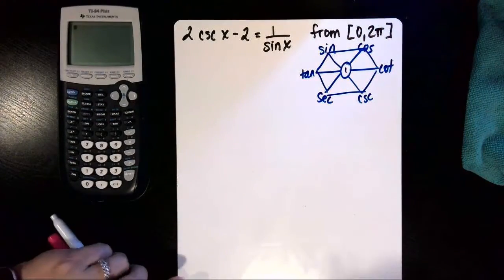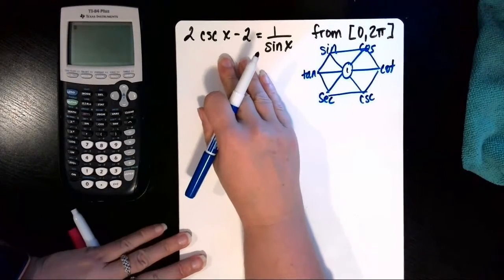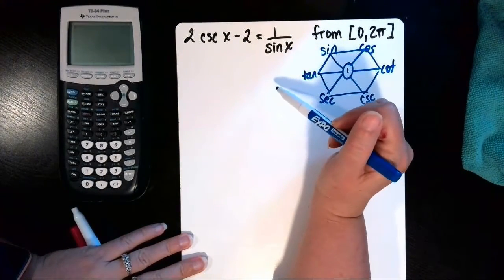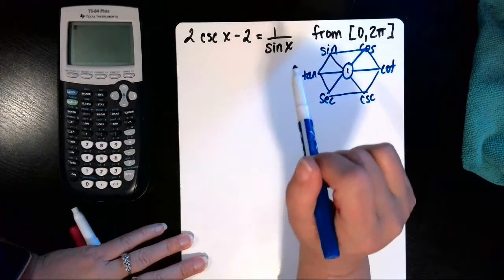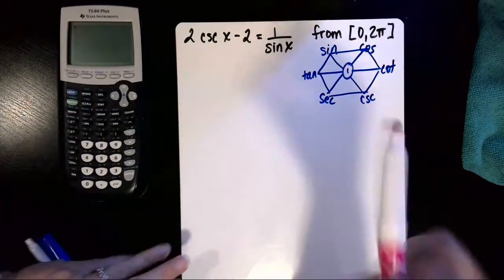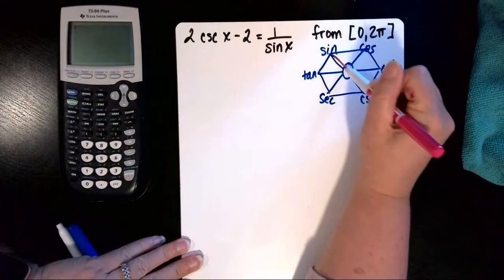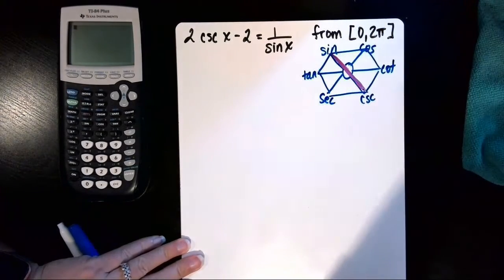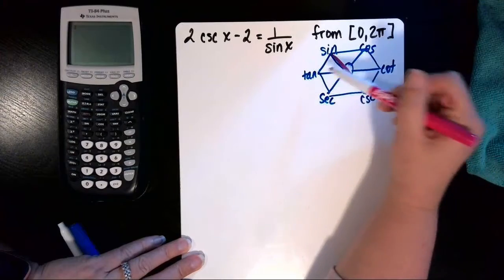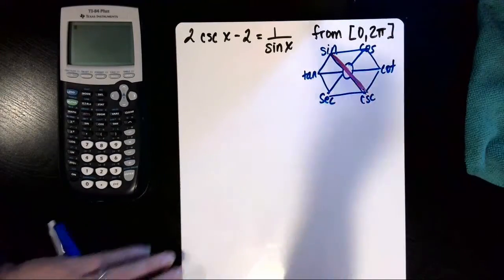Okay, so looking at what we're given here, we've got 1 over sine of x and a cosecant. Sine of x is a reciprocal of cosecant. We can see those reciprocal relationships on the diagonals here. So sine's reciprocal is cosecant, cosine's reciprocal is secant, tangent's reciprocal is cotangent.